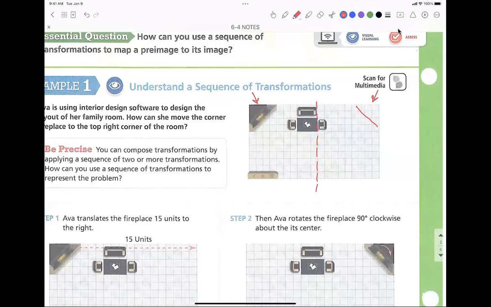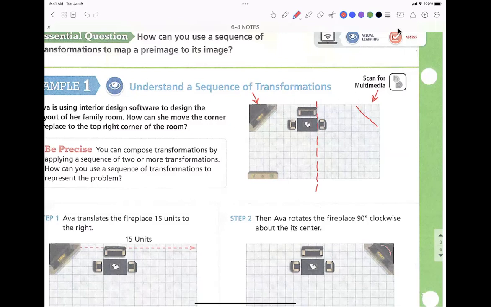How can you use a sequence of transformations to map a pre-image to its image? Think about this question during the lesson. Ava is using interior design software to design the layout of her family room. She wants to move the corner fireplace to the top right corner of the room. Did you know that you can compose transformations by applying a sequence of two or more transformations? How can you use a sequence of transformations to represent a problem?